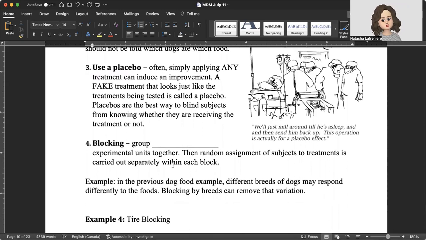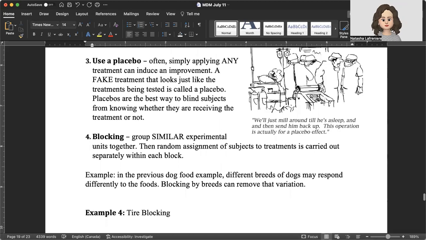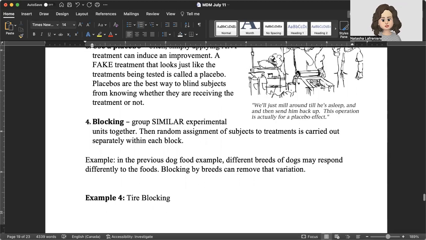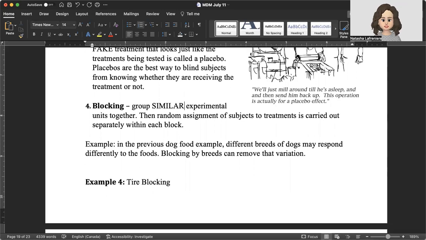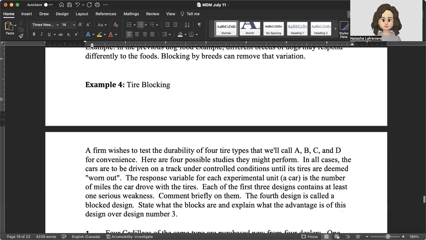And then we've got blocking. So group similar experimental units together, then random assignment of subjects to treatments is carried out separately within each block. So in the previous dog food example, different breeds of dogs may respond differently to the food. Blocking by breeds can remove that variation.